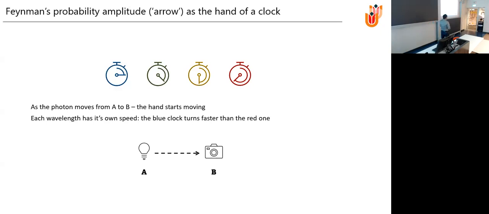Being complicated as it is, Feynman was really good at visualizing how these amplitudes work. His way of visualizing it is this amplitude as an arrow, as the hand of a clock, so that it turns. As a photon moves from A to B, the hand of the clock starts turning. Each wavelength, each photon has its own speed. So that means that if you would have two photons simultaneously of different colors, the stopwatch hand of the blue photon would turn faster than the one of the red photon.